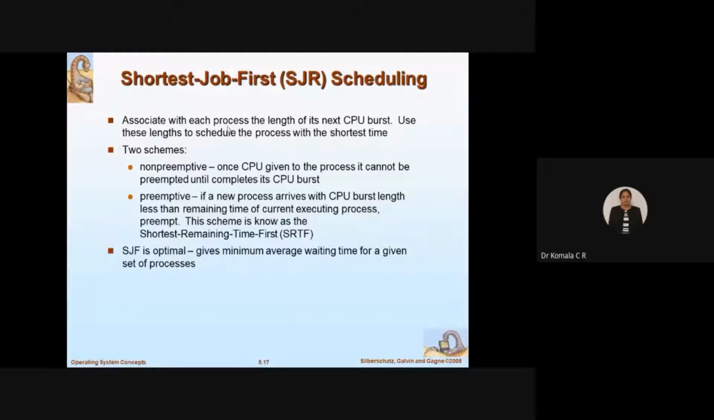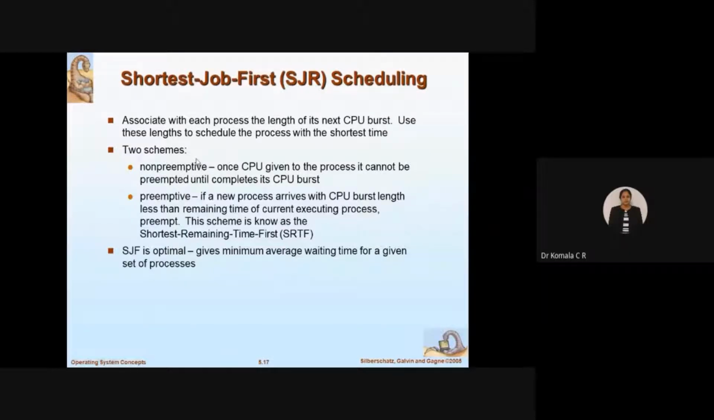Fine. So associate with each process the length of its next CPU burst. Use these lengths to schedule the process with the shortest time. First we'll see which process has arrived at what time. Based on the arrival time and the time required to complete, the CPU burst, whatever the amount of time required to complete the given process, whichever process will be completed with less time, that means the job which takes less time is nothing but the shortest job. That I will do first. So that is the concept of shortest job here.